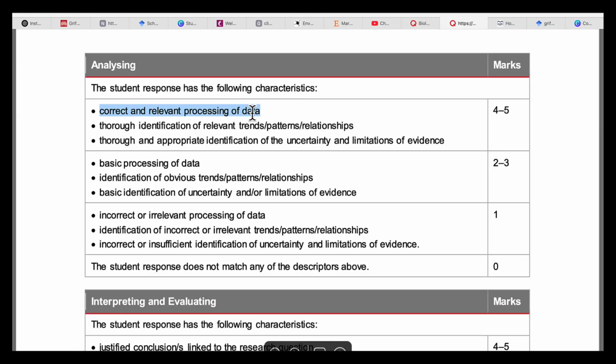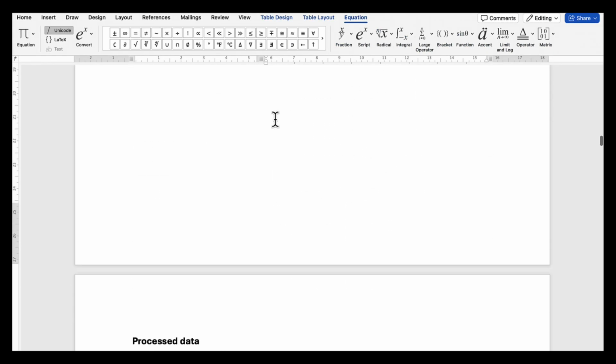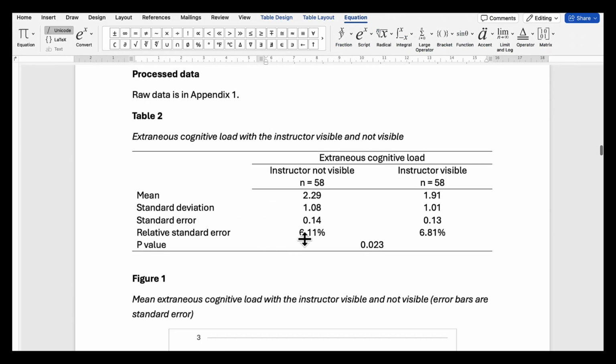So what we're doing here is showing that you're using correct and relevant processing of data, and then of course the other way we illustrate that is by when you present your data as well. Your teacher's probably going to be checking to make sure that it kind of makes sense.